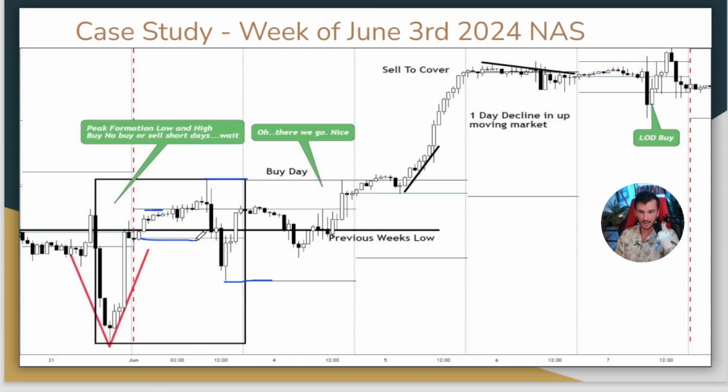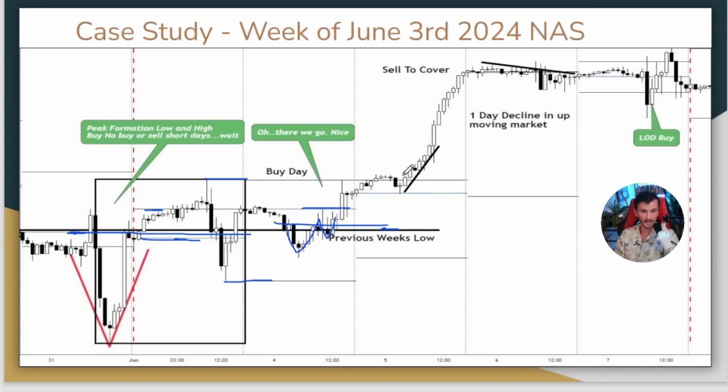Really unchanged as far as the look. At this close here, we're just kind of trading sideways at this point, right up until we get our buy day. Peak formation low. There's previous week's low. I've got that annotated because we broke through it, and now we are resetting on top of that by putting that peak formation in place, and also closing, not necessarily as a breakout day, but above the open.